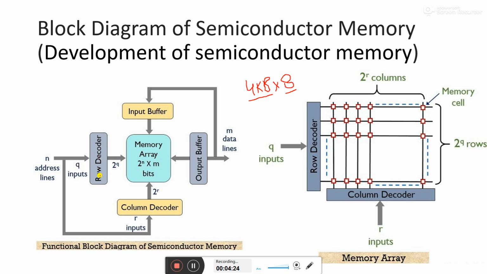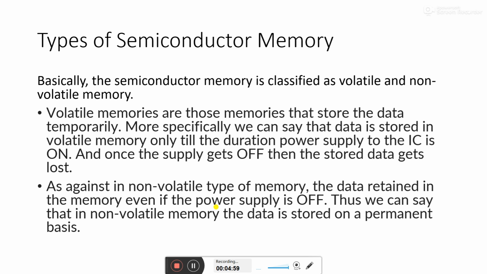So there are two things. One is the row decoder and another is the column decoder. Using the row decoder, we generally access these rows basically, and using the column decoder, we generally access which cell we need to access. So if there are q inputs, then 2 raised to power q rows are there, and if there are r inputs, then 2 raised to power r columns may be present in a memory. So that's how we can access the memory.